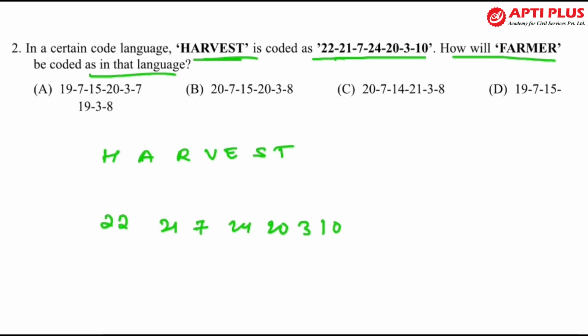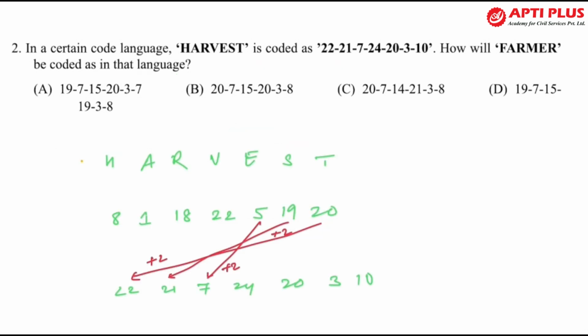Now let us write the number values of these alphabets. So H is 8, okay, value of A is 1, R is 18, V is 22, E is 5, S is 19, T is 20. If you write the number values of these alphabets, you will find that 20 is changing to 22, 19 is changing to 21, 5 is changing to 7, and all these numbers are changing by +2 in a crossway manner. Similarly 8 is changing to 10, 1 is changing to 3, 18 is changing to 20, and 22 is changing to 24. So in all the numbers a +2 change is happening.